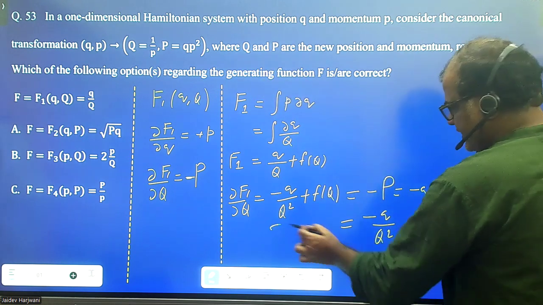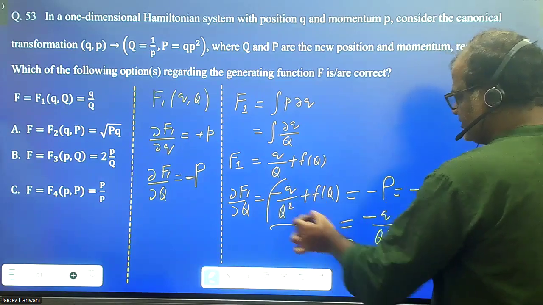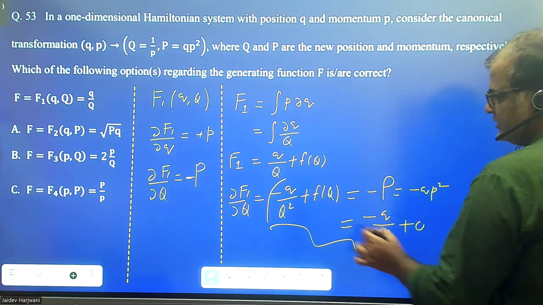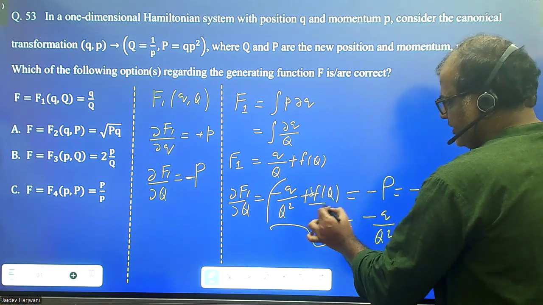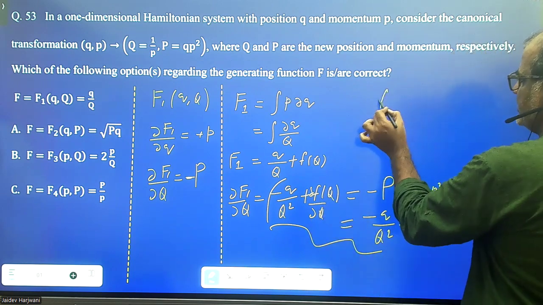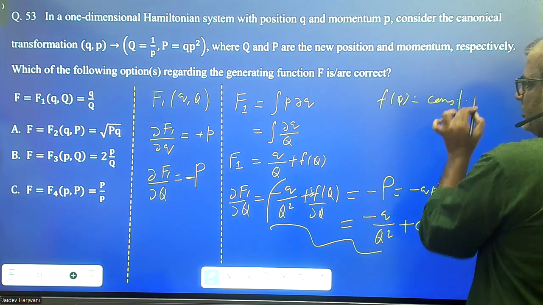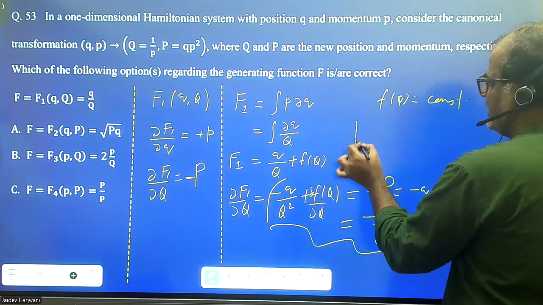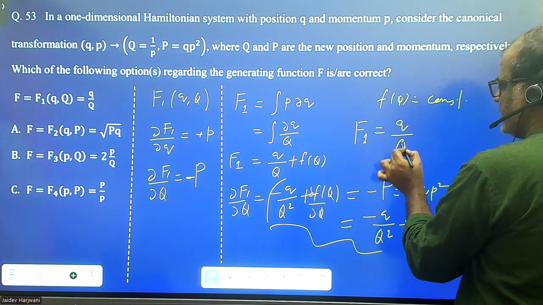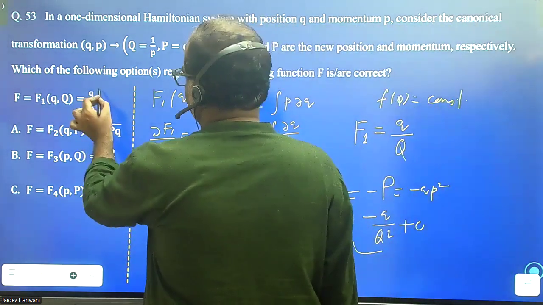Now if I compare these two terms, these terms are the same. That means I can put 0 here. That means del f by del Q is 0, so f(Q) is a constant, and a constant can be ignored. So my F1 comes out as q by Q. That means my option 1 is correct.